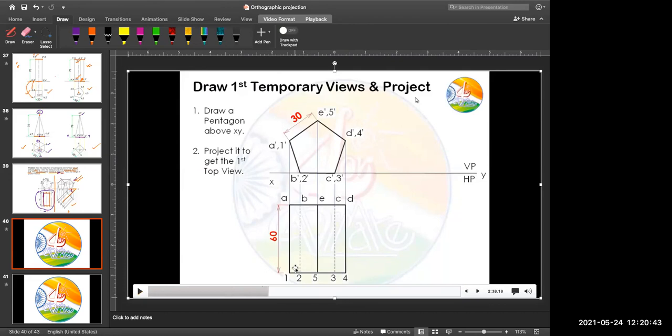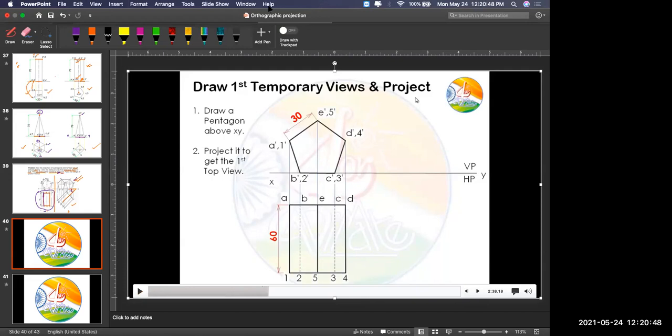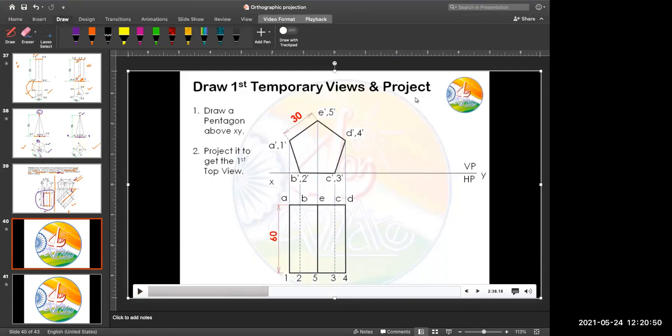Here in the top view, you can see, someone's mic is unmuted. Mute yourself.